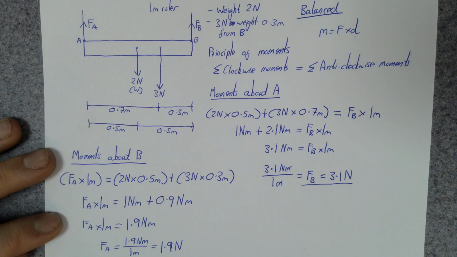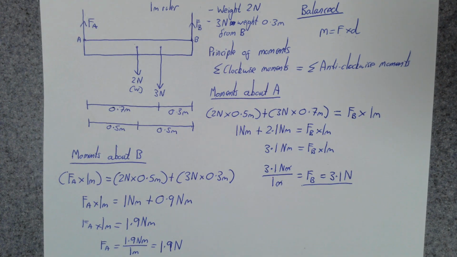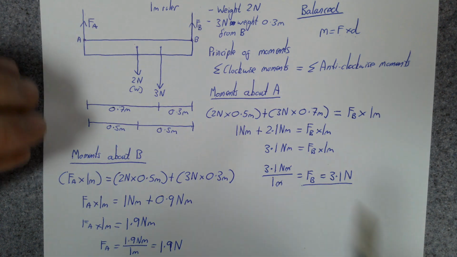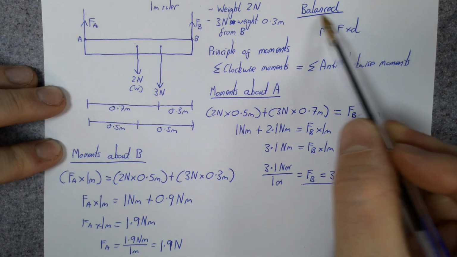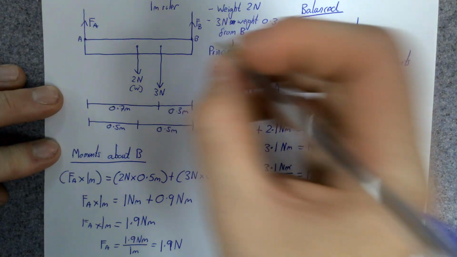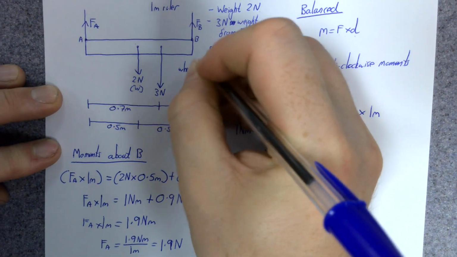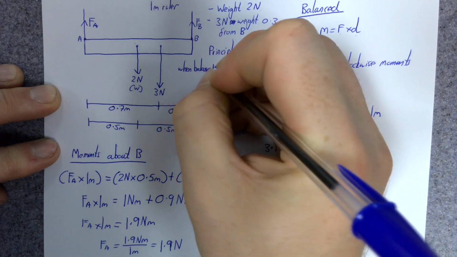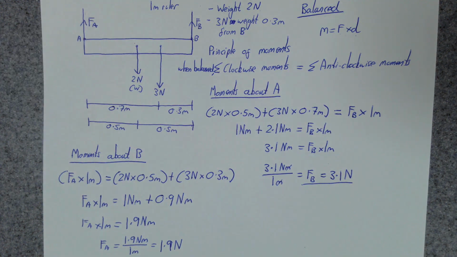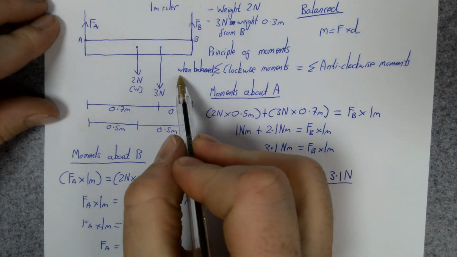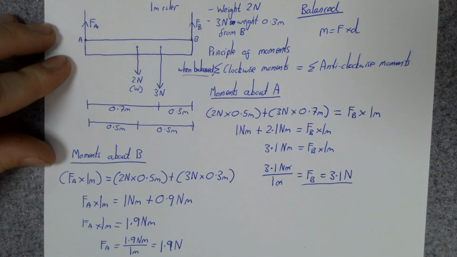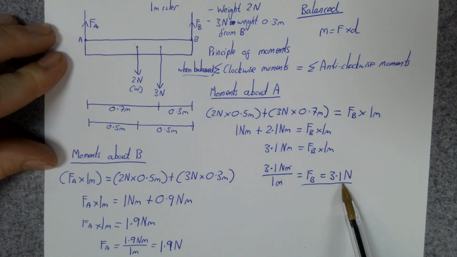Okay, now those of you that know your principle of moments know I've missed something. You know what it is? Principle of moments should be combined with this term. So what it should say is when balanced. That should always be in there. Okay, so don't forget that. So moments about A, we found force B. Moments about B, we found force A.